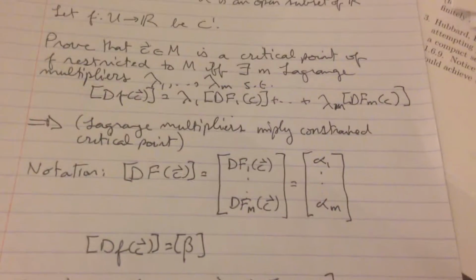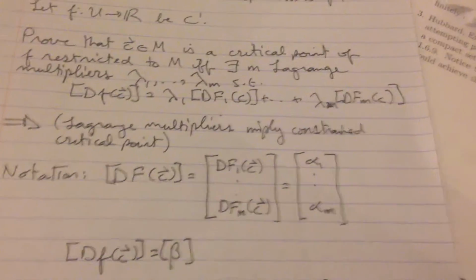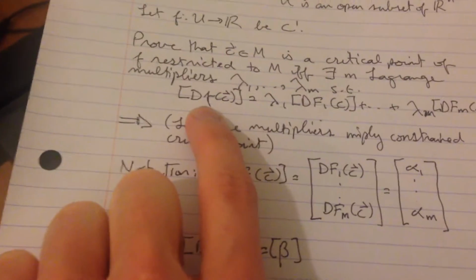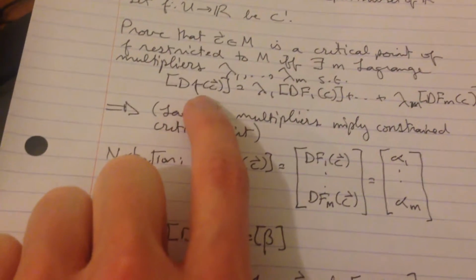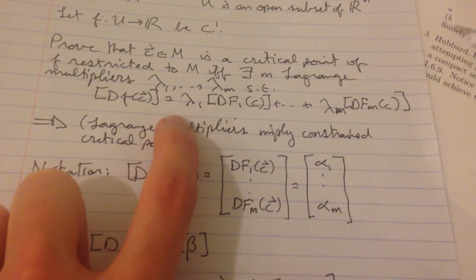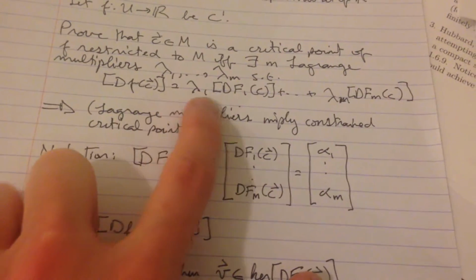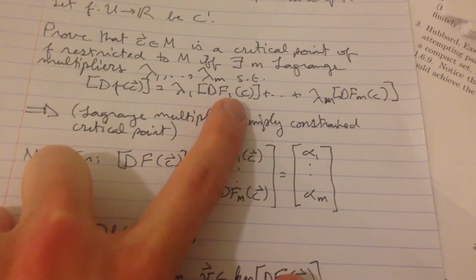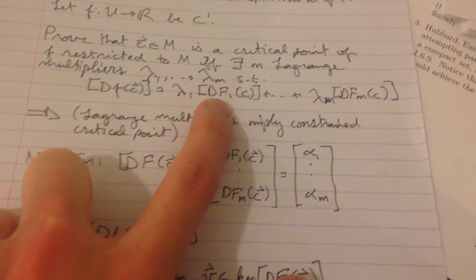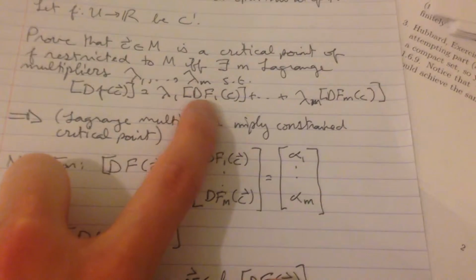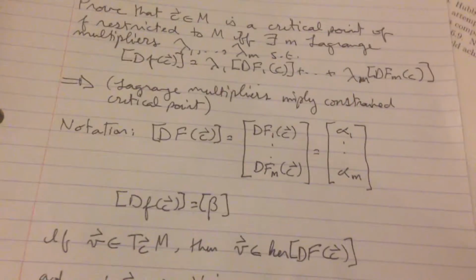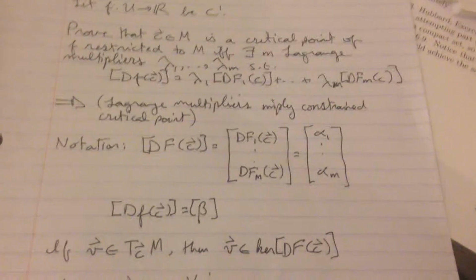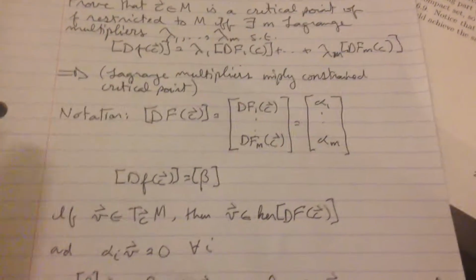So basically, we need to show that this relationship holds, that we can write the derivative of our little f function, our objective function, as the linear combination of the m rows of the derivative of our big F constraint function. So first, the direction that we prove: Lagrange multipliers imply constrained critical points.